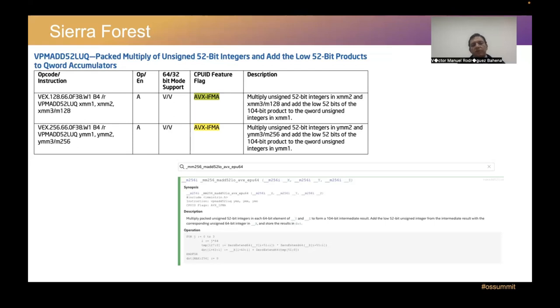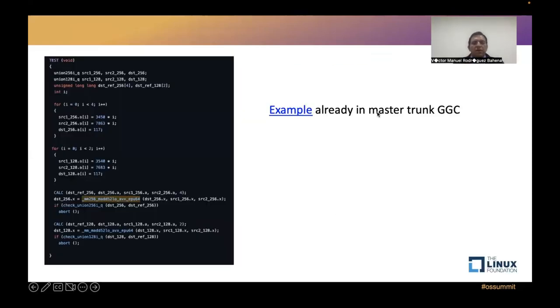The interesting part is that now developers can take advantage of that new instruction. How? Well, using these intrinsics, it's going to be _mm256, there is a version for 128, that is going to do this operation, which is to multiply the packed unsigned 52-bit integers, and then take the low part or the high part of 52 bits of the result of that product. Now, there is also an example over here. It's already in master trunk. The example takes a destination, source one and source two, and the destination is compared to the one created by the calculation function that the GCC team created to validate the result.